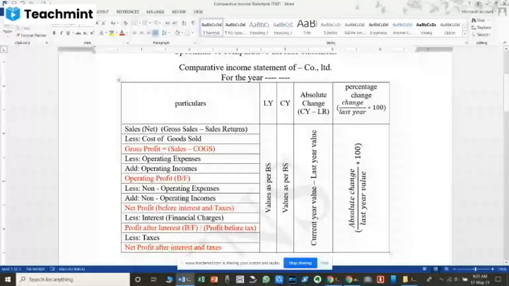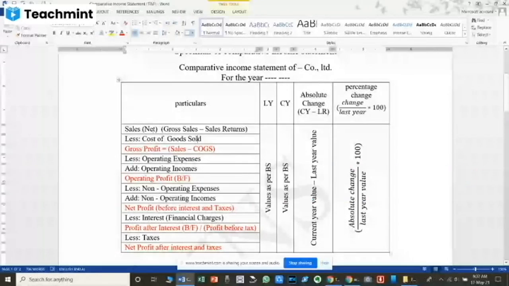and then you have to find the net sales. So from the net sales you have to deduct the cost of goods sold. Net sales minus cost of goods sold is equal to gross profit. Sales minus cost of goods sold is equal to gross profit. From the gross profit we have to deduct the operating expenses.